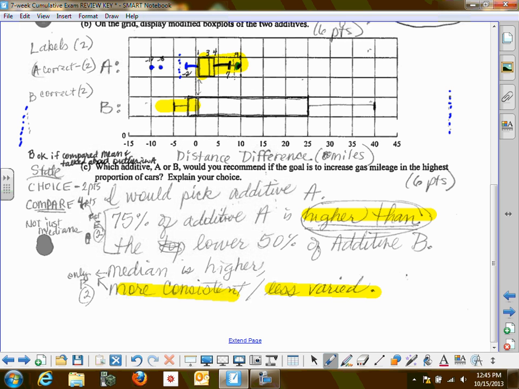The median, anyway, A is much more consistent. B is much more varied. But you could make a case for B.